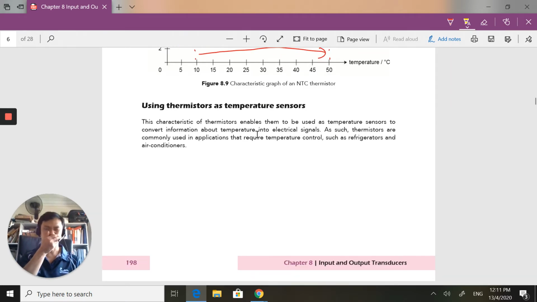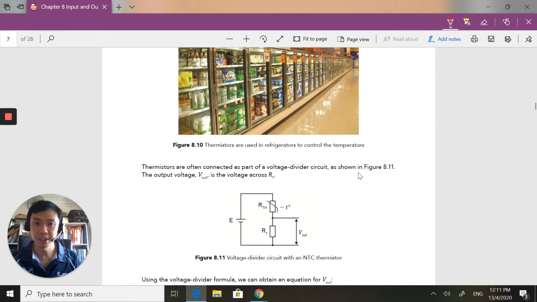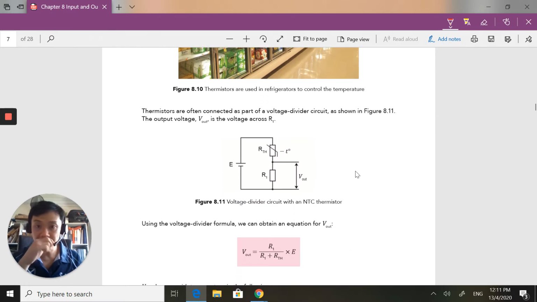So how do we use the NTC and PTCs as temperature sensors? What we want to do is take the ambient temperature and convert that into an electrical signal. It's used in places like refrigerators and air conditioners, where we need some sort of temperature control. You see this in the supermarkets, the fridges, and this is how we usually do it. We usually do it as part of a voltage divider.